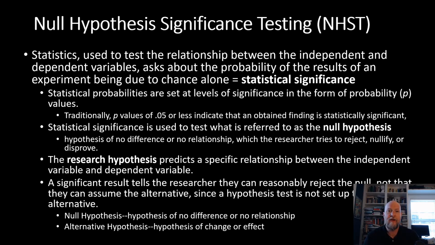your head around. But the idea is that the probability as to whether or not the results of an experiment are due to chance alone is referred to as statistical significance. So we set statistical probabilities at a level of significance that we feel comfortable with, and this is usually indicated by what's called a p-value, right? Traditionally, p-values are set at 0.05 or less, indicating that an obtained finding is statistically significant. Let me walk through what that means.